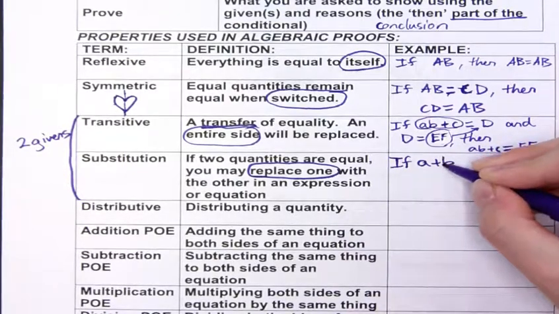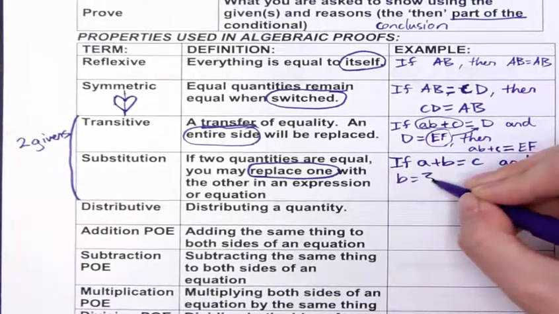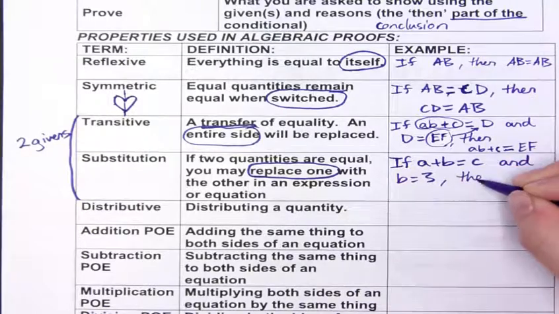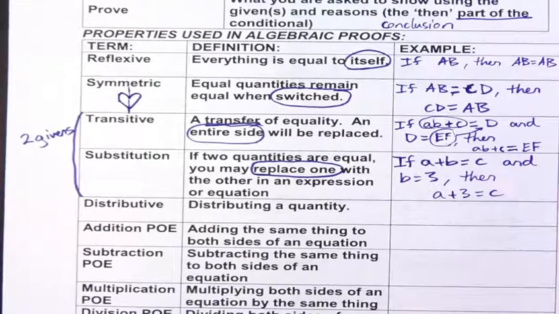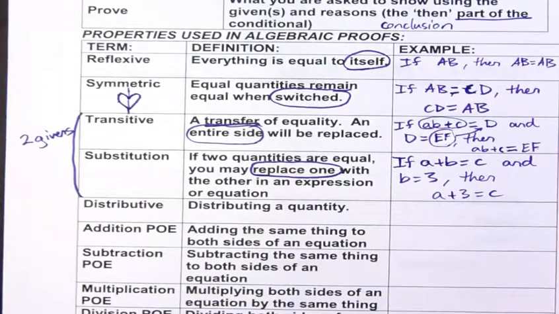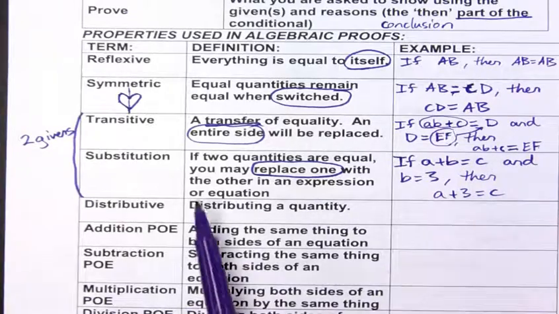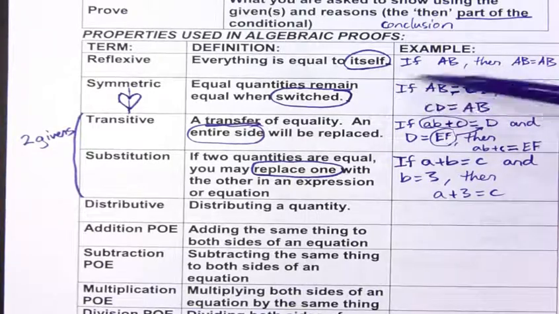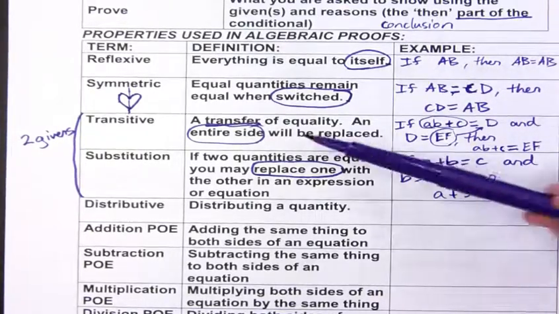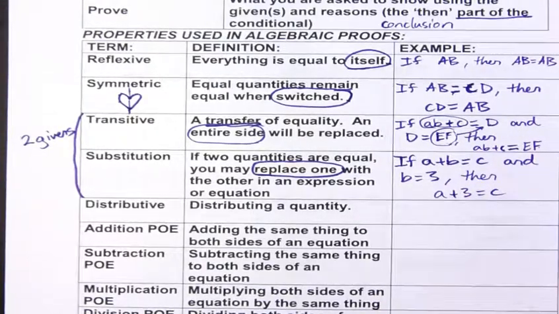So if you have A plus B equals C, and B equals 3, then A plus 3 equals C. So a couple things to remember with those: reflexive is when it's exactly the same, symmetric is when it's switched, because those two are kind of similar, it's just one's switched, one's exactly the same. Transitive is the entire side, substitution is one part of the side.